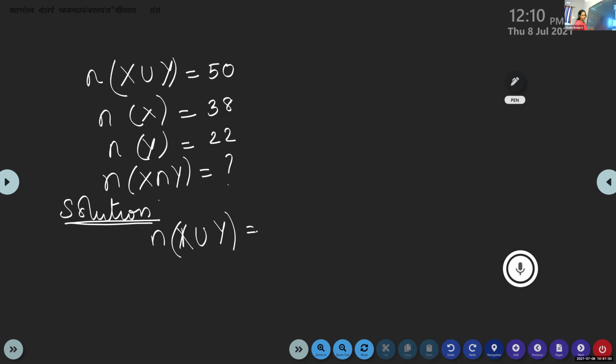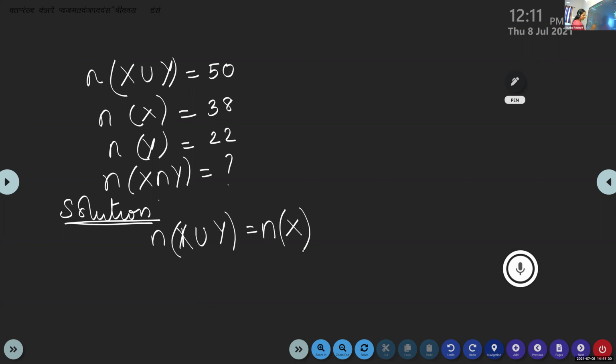Shabari? In case of disjoint sets, it will be equal to n of A plus n of B. It is not mentioned about disjoint, isn't it? It is not given disjoint. So we have to find out the intersection and check whether they are disjoint or not. So we can use the general formula, the first formula itself.